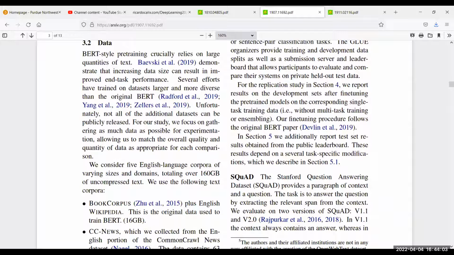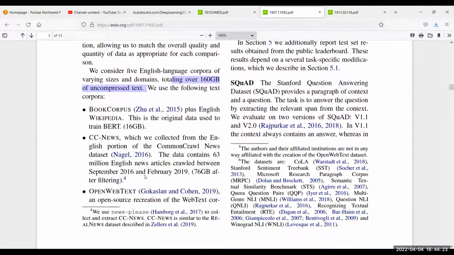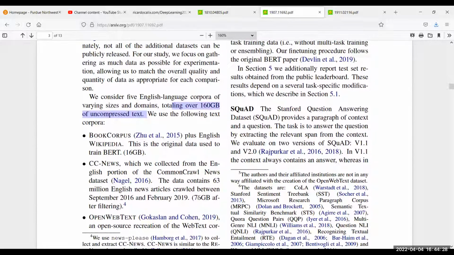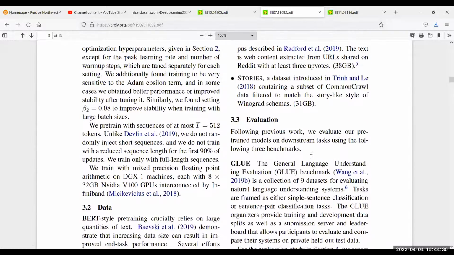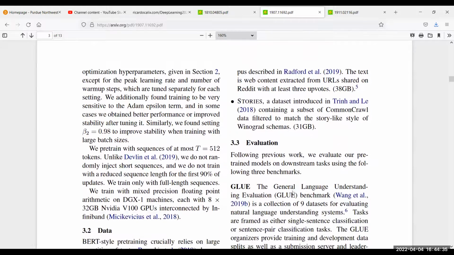Whereas RoBERTa, Facebook, their data set totaled 160 gigabytes of uncompressed text. So the difference is from 16 to 160. That is what they trained on. So it's much, much bigger. You can see that comes from this CC News. It's like 76 gig. And this OpenWebText is 38 gig. And this Stories one is 31 GB.